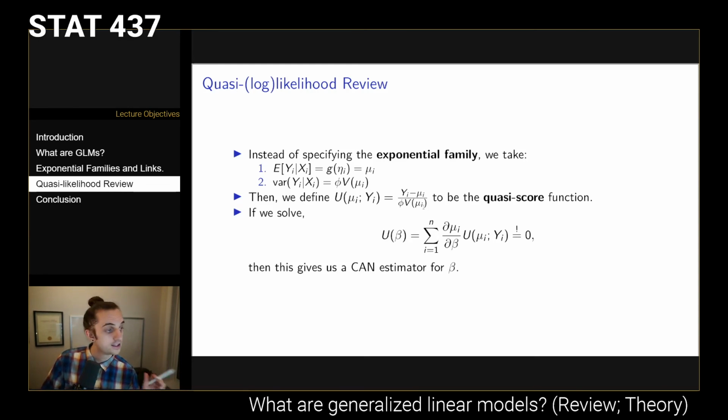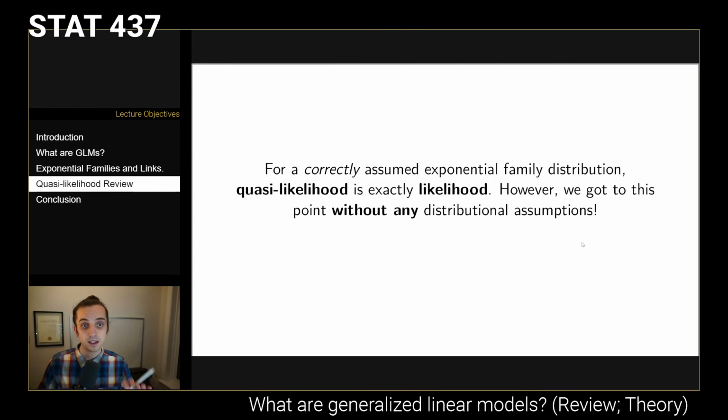Now, if we solve this system of equations, which is given by the summation of the partial derivative with respect to beta, times this quasi-score function here, if we solve that equal to 0, then this gives us a consistent and asymptotically normal estimator for beta. Okay? And so this has let us specify a GLM or a GLM type function without ever actually assuming the distribution. So if we had correctly assumed an exponential family distribution, then the quasi-likelihood function is exactly the likelihood function. However, we got to that point without ever needing a distributional assumption.